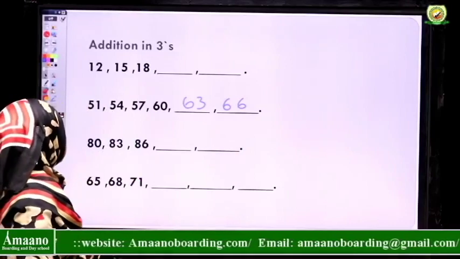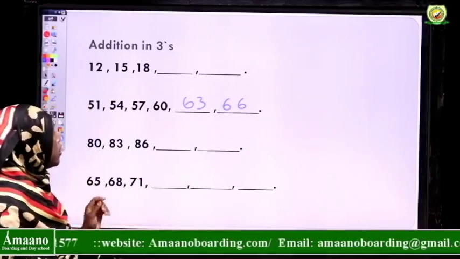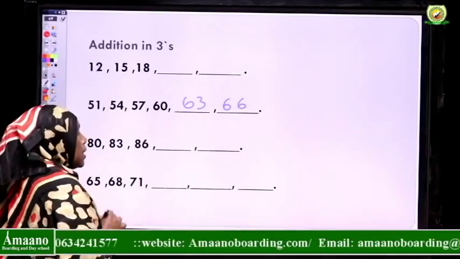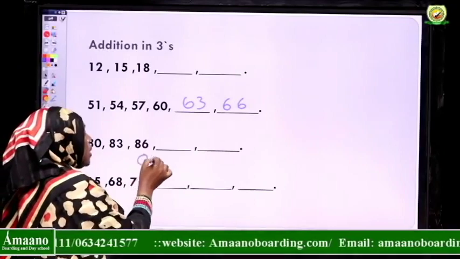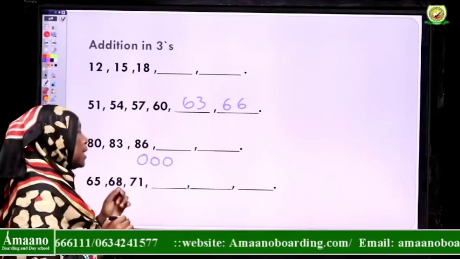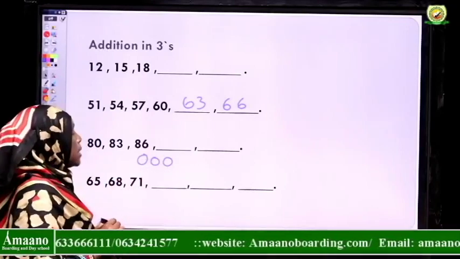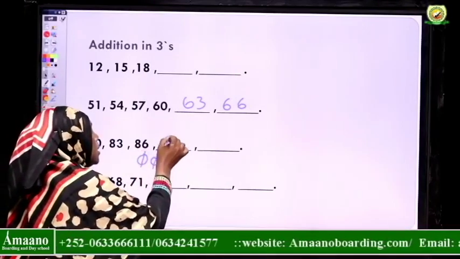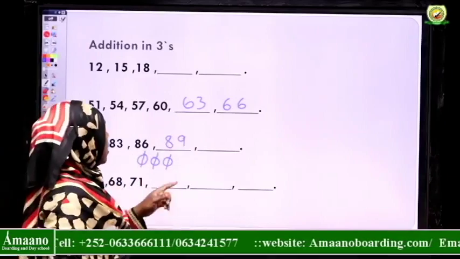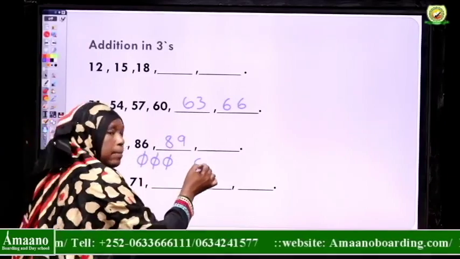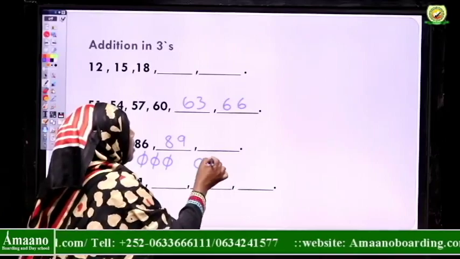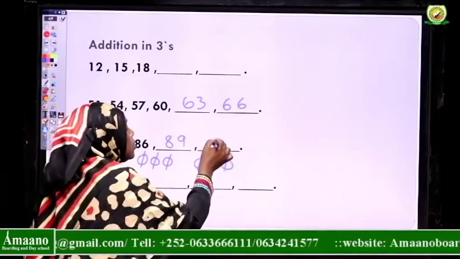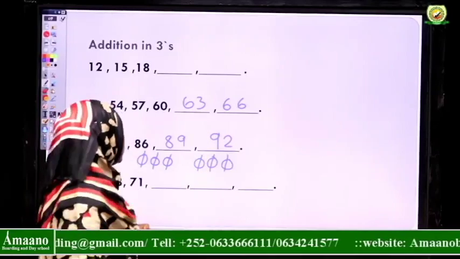Okay. And then we continue. So we can even just continue here. This one is the last answer here. We have 3 balls. That is 86. 86 plus 3, 87, 88, 89. Come here and write 89. Add another 3 balls. So we have 89, 90, 91, 92. 92 for our answer there.